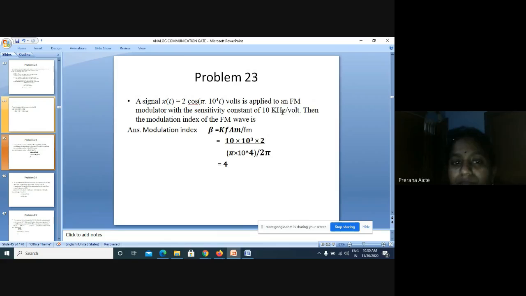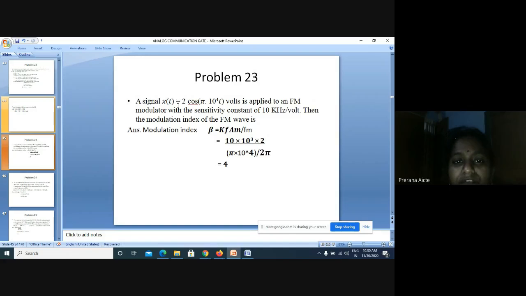And then we need to find the modulation index of the FM wave. So this is a direct question. We know the modulation index of FM: your beta will be equal to KF into Am by fm. From the question, they have given the frequency sensitivity, which is nothing but 10K, that is 10 into 10 cube.